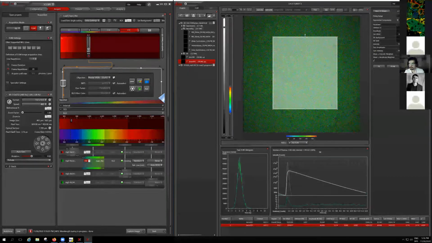Is everything clear? Okay, good. So I won't be at the system in the rest of the workshop.